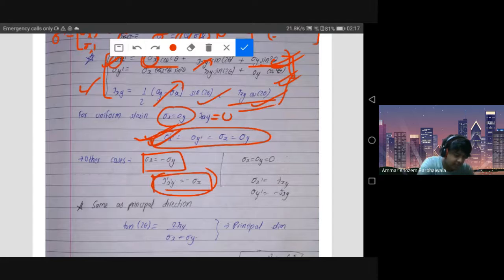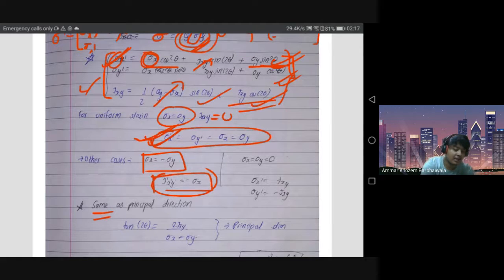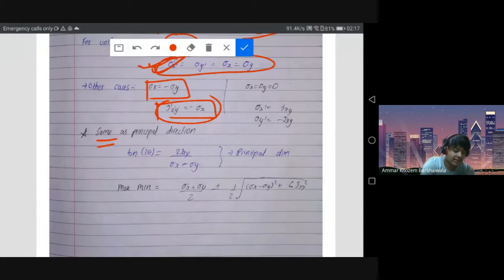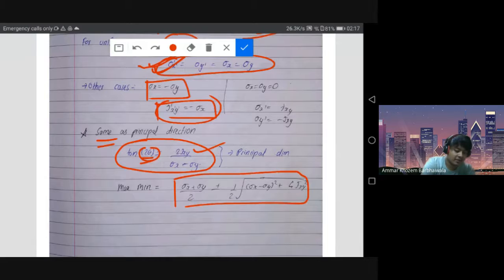And the second thing is the same as the principal direction. Like we did in strain, we can find the principal direction at which the stress values are maximum. The principal directions at which the stress values are maximum occur at this theta, where tan 2 theta is equal to 2 tau xy upon sigma x minus sigma y. So we can find the angle theta at which it will be maximum, and the maximum value would be this value. The derivation for this is very simple, as we did in the strain.